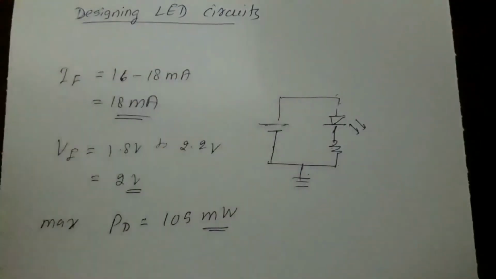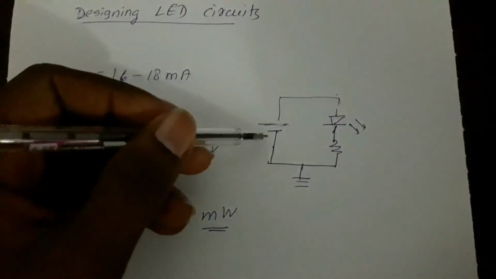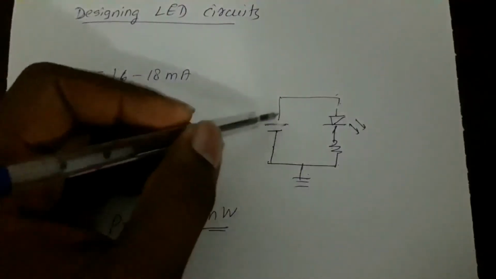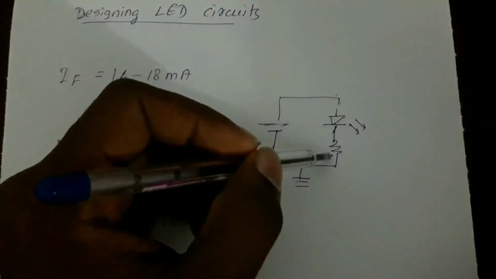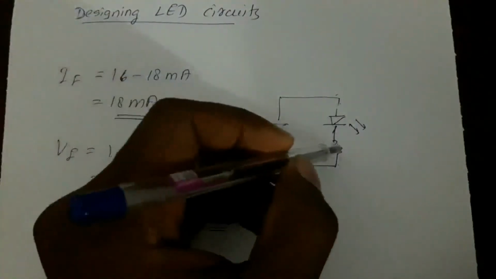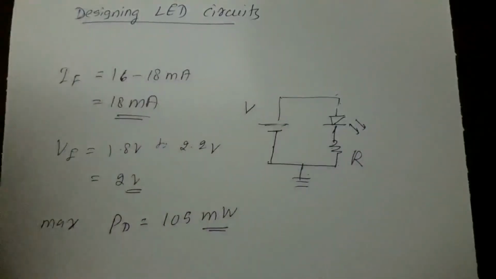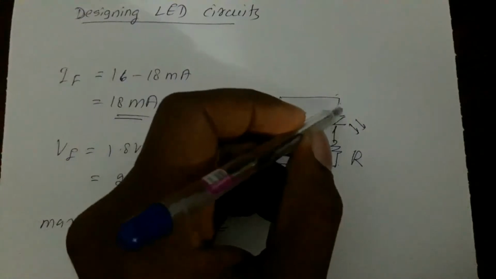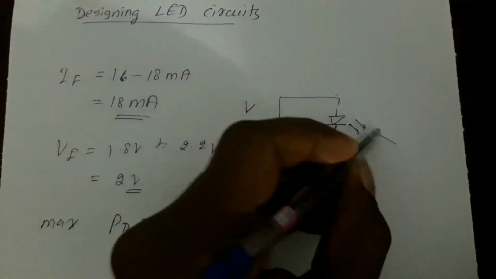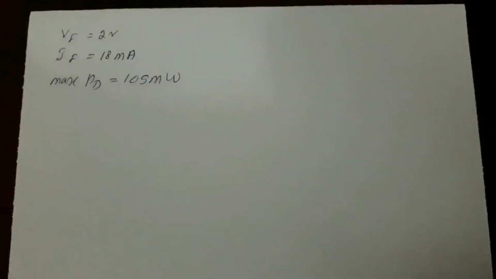So the most trivial circuit consists this way: a power source, the LED, and the current limiting resistor. Our challenge here is to determine R for a given voltage source. Now, for the sake of argument, let's assume that this is a red LED and these are the values that we should adhere to.